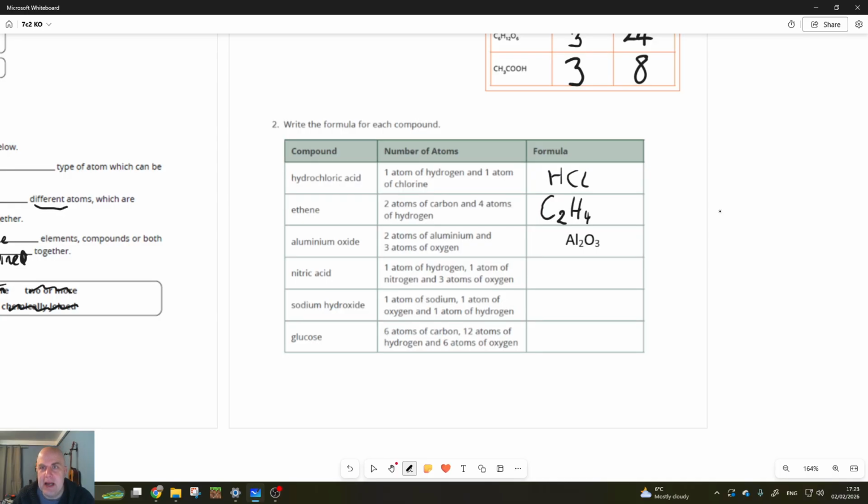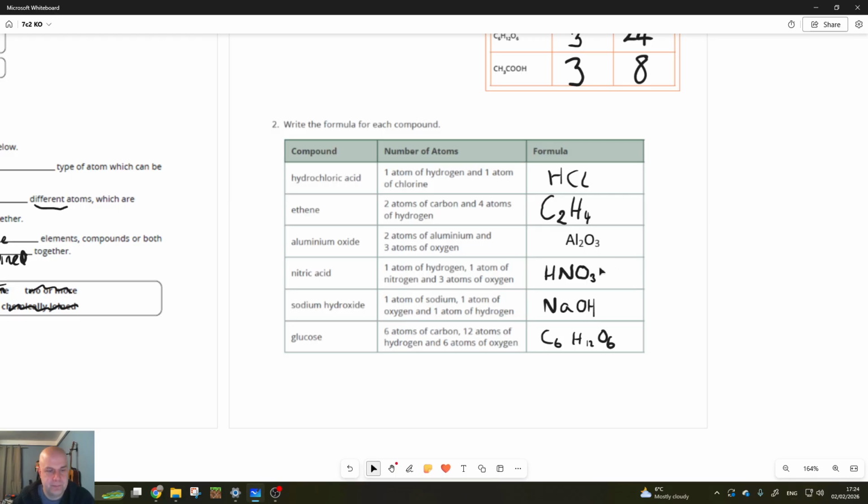That's Al2O3. Now, nitric acid, 1 atom of hydrogen, H, no number required, 1 atom of nitrogen, N, no number required, and 3 atoms of oxygen, O3. Look at that, HNO3. Sodium hydroxide, 1 atom of sodium, 1 atom of oxygen, 1 atom of hydrogen. Classic sodium hydroxide, NaOH. Brilliant. And finally, glucose, that one we saw up there, which has 6 carbons, 12 hydrogens, and 6 oxygens.